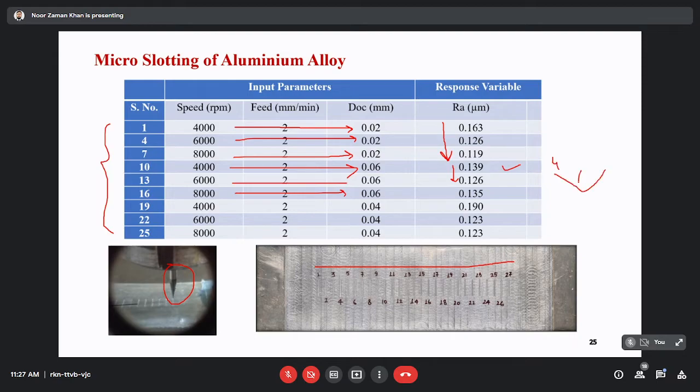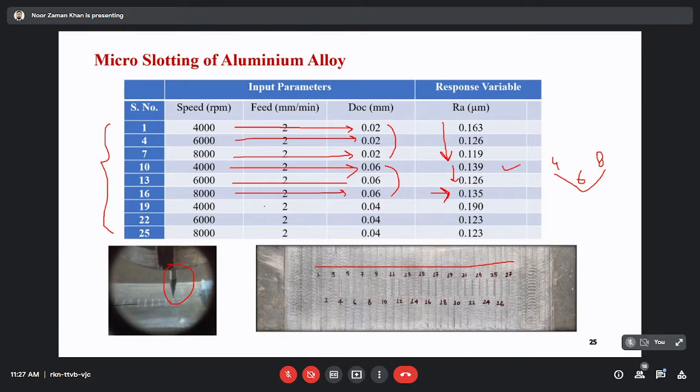4,000, 6,000, and 8,000. So what's the reason? If you increase the rotational speed, the cutting force will decrease, and it will ultimately reduce the surface roughness. But in this case, if we further increase the rotational speed to 8,000 RPM, then it is increasing the surface roughness. So the reason might be the tool wear. You'll say that, sir, why has it not happened with this 20 micrometer? It means that at that depth of cut, it won't have a significant effect on the tool wear. But if we further increase the depth of cut to 60 micrometer, it will significantly affect the tool wear.